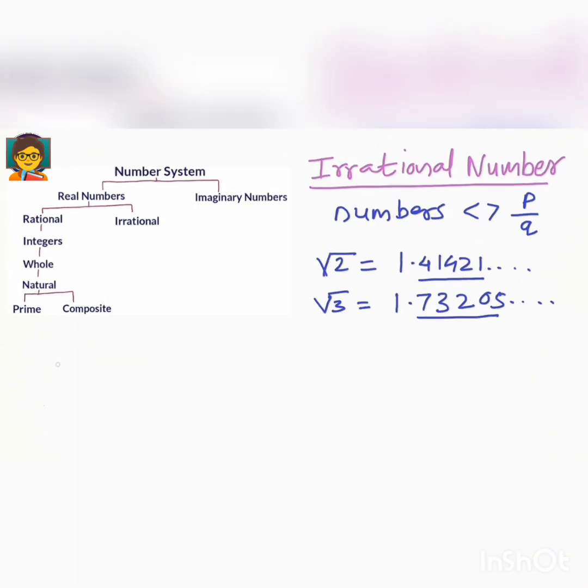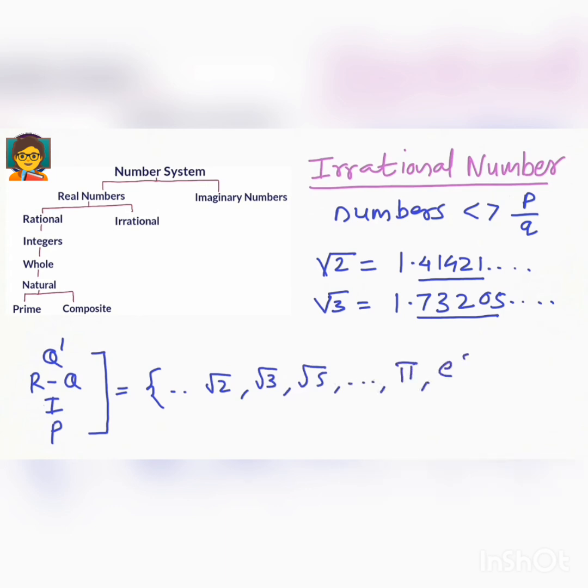Coming to how to represent the irrational numbers. Irrational numbers are most popularly represented by Q complement, which means everything outside Q. Q is the set of rational numbers, so what is not rational is an irrational number. In some places it is represented by R minus Q. R is the set of real numbers, and minus rational numbers will give you the irrational numbers. Some places it is represented by letter I or letter P as well. So these are all representations of irrational numbers, which is a set of numbers like square root of 2, square root of 3, square root of 5, pi. E is Euler's number, which is also a famous irrational number.